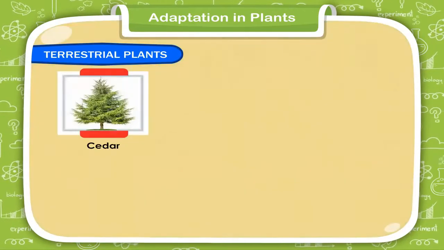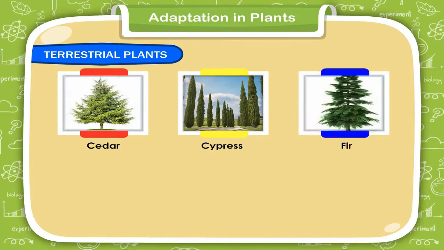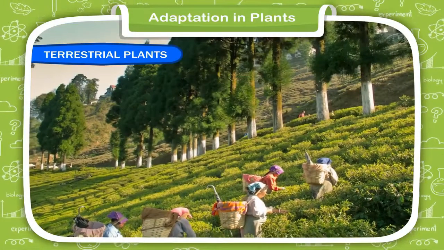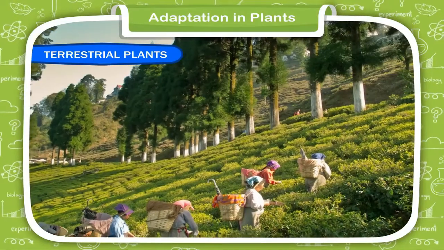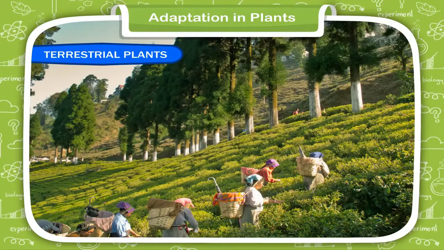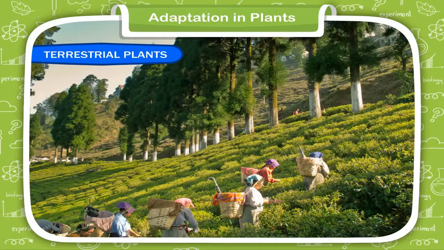Plants in hills. Some trees such as cedar, cypress, fir, spruce and pine grow in very cold and hilly places. You can see them in hilly areas like Darjeeling, Ooty and Kashmir. These trees have needle-like leaves and cones in places of flowers. Such trees are called conifers.